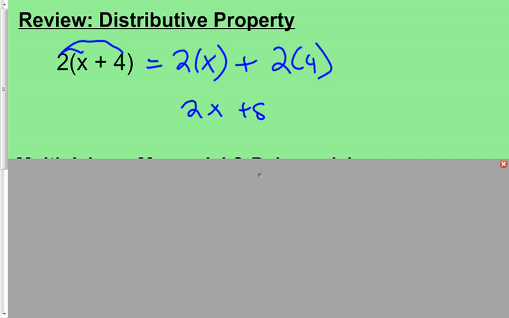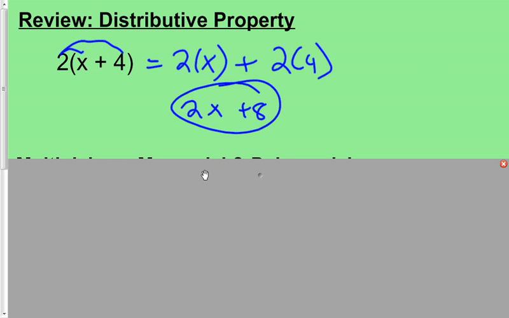But we are going to review the distributive property because what we're going to do in this first goal is actually very similar to it. It's just making it a little bit longer, maybe. So this would be 2 times x plus, and then 2 times 4, which would be 2x plus 8.